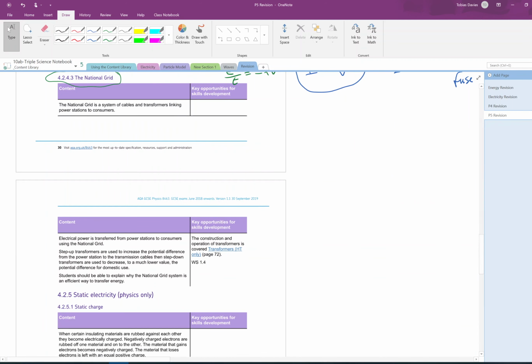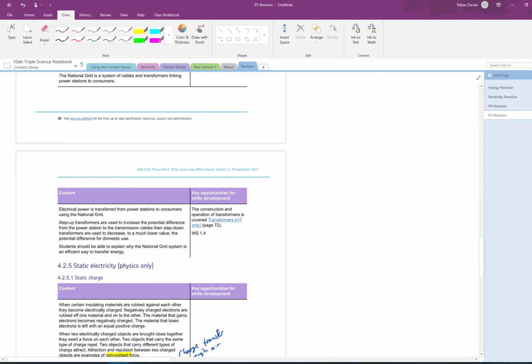What else have we got? Electrical power transferred to consumers in the national grid. We've got step-up transformers that increase the potential difference. Step-down transformers decrease the potential difference. That's fairly straightforward.